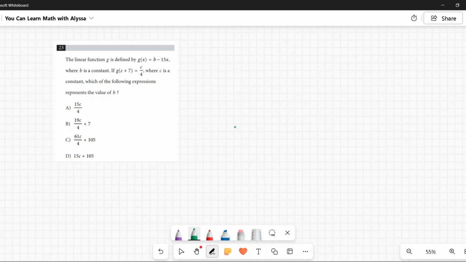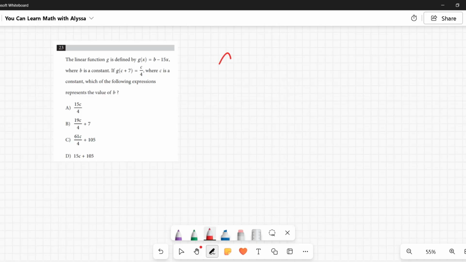Number 23. The linear function g is defined by g of x equals b minus 15x, where b is a constant. If g of c plus 7 equals c over 4, where c is a constant, which of the following expressions represents the value of b? Okay.